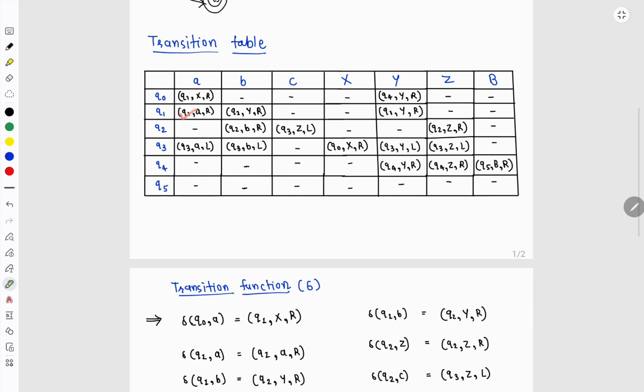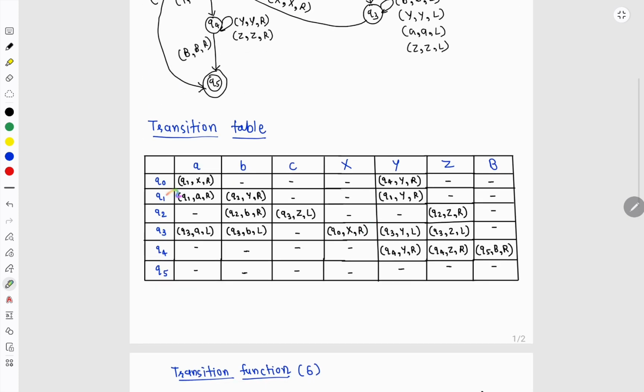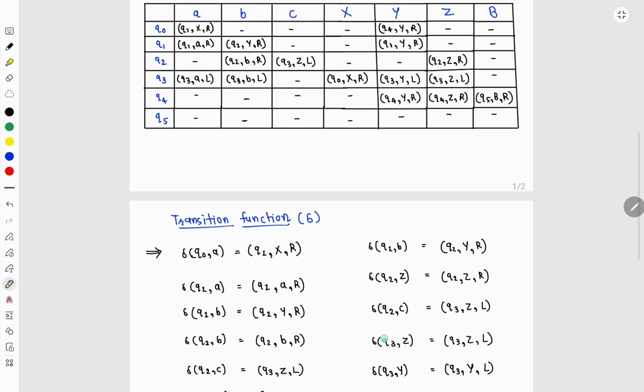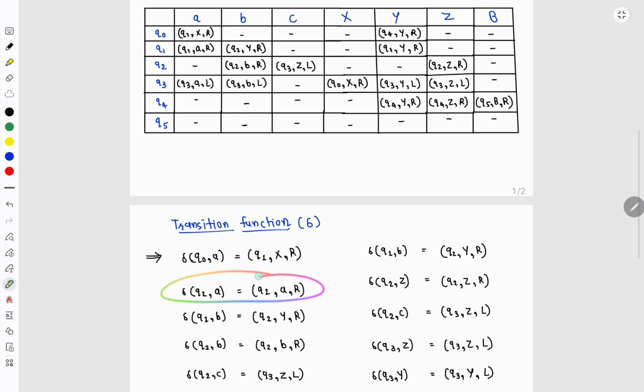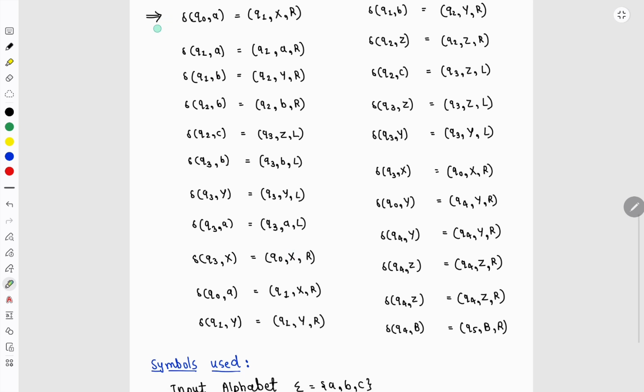So here is what we have written, and here also. Now you can see what I am trying to say. For each and every state you need to write the transition function like this.